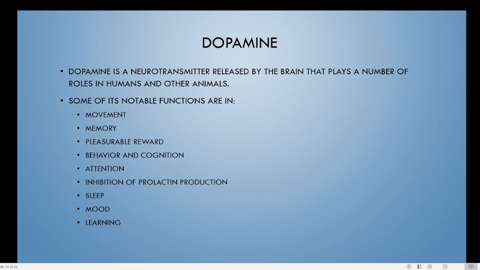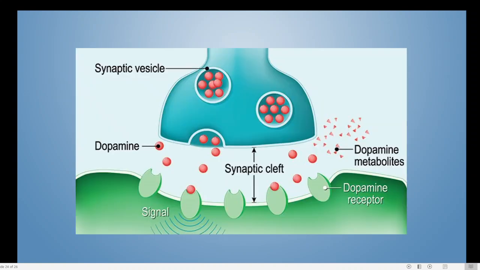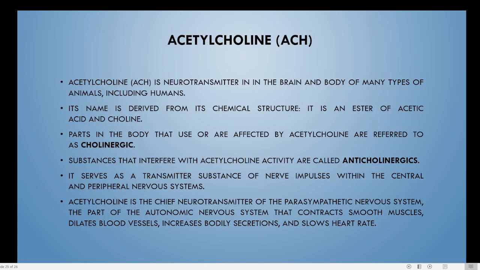Then we have another category. Here you can find how dopamine is influencing; this is a picture of a synapse. Dopamine is a neurotransmitter that is being released. It will be captured by the dopamine receptor, and the dopamine receptor will produce the appropriate action potential.